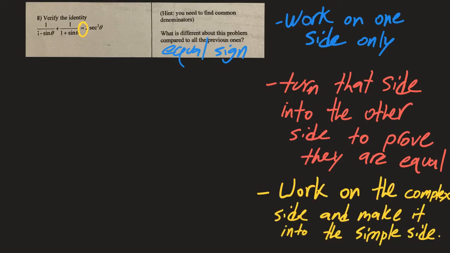So if we took a second and looked at this problem to see which side is more complex, hopefully you catch on that this is my complex side, okay? The left-hand side that has all of the sines and the fractions in it. And on the right-hand side, we can call this the simpler side. So I'm going to take the red side and turn it into the blue side. And that means my goal for this problem is going to be this: I want to end up at 2 secant squared theta.